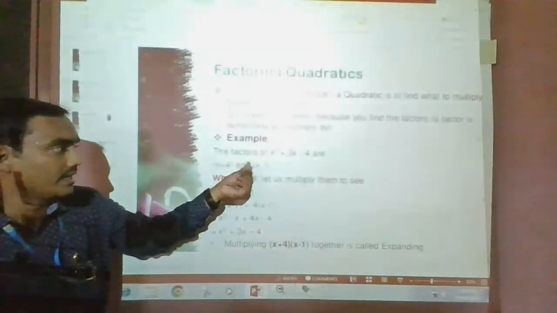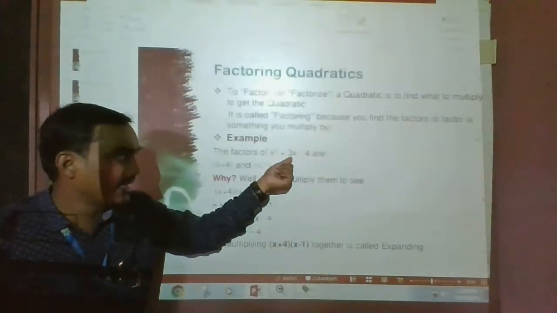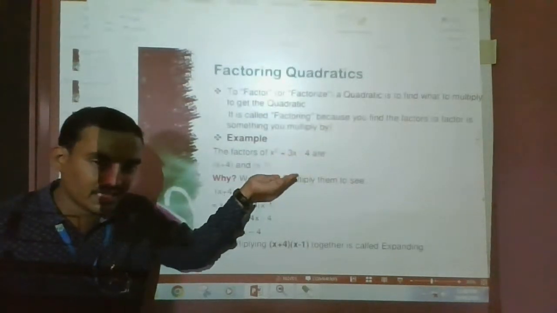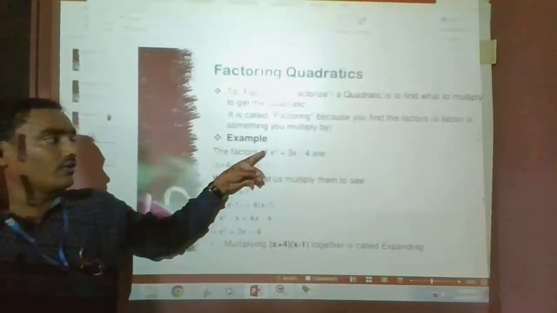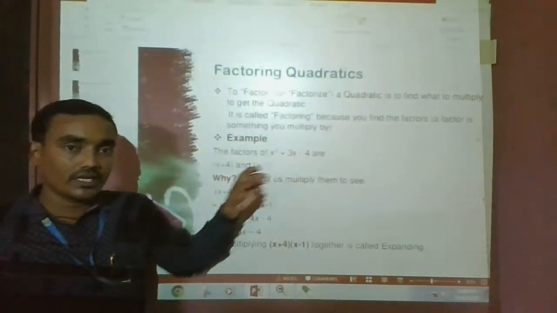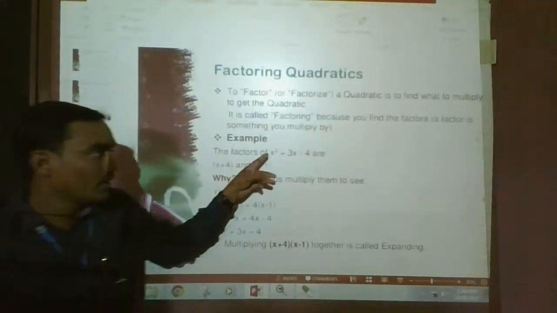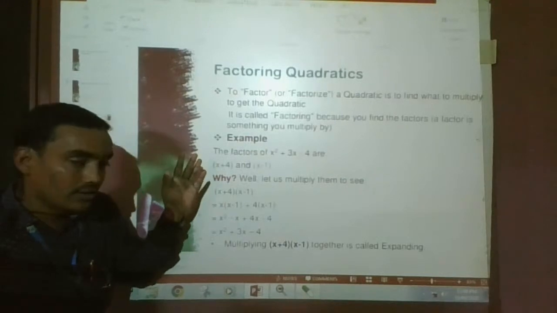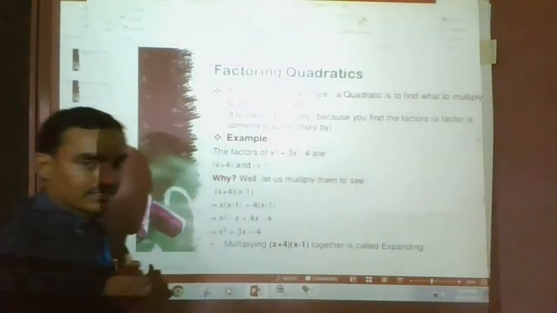What is the middle term here? For example, x square plus 3x minus 4. Is it a quadratic equation or not? Yes, it is a quadratic equation, because the degree is 2. Therefore, now, the splitting of the middle term: here the middle term is 3x.